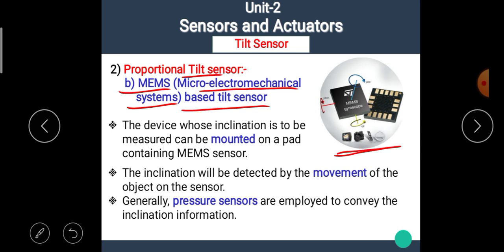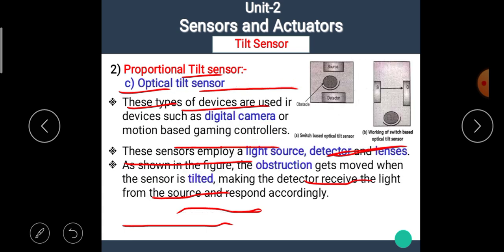These are the MEMS tilt sensors. The device whose inclination is to be measured can be mounted on a pad containing a MEMS sensor. The inclination will be detected by the movement of the object on the sensor. Generally, pressure sensors are employed to convey the inclination information.